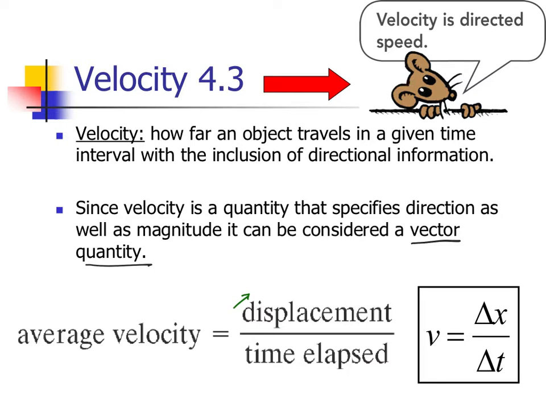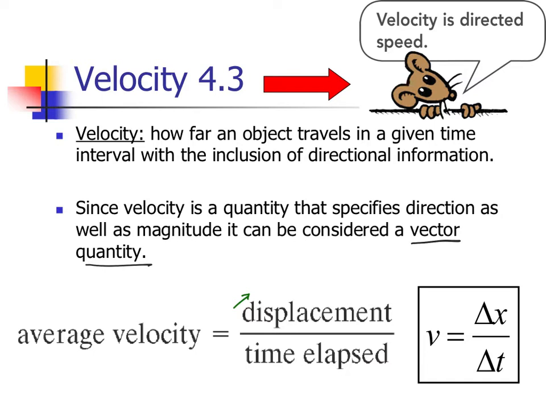Now, sometimes the direction is very simple, down the ramp or up the ramp. Other times it has more specific, such as northwest, southeast, just as we have talked about when we were talking about distance and displacement.